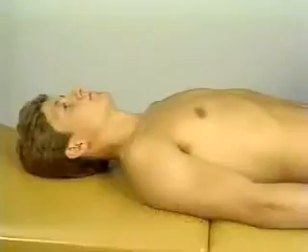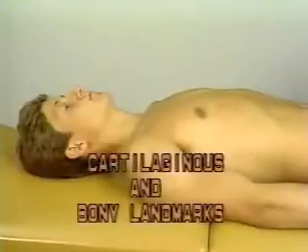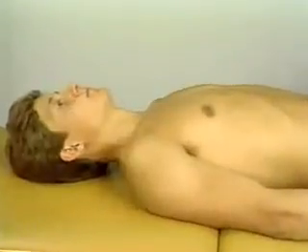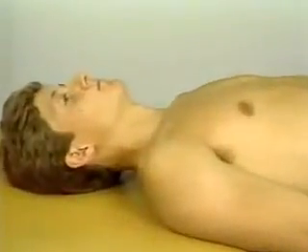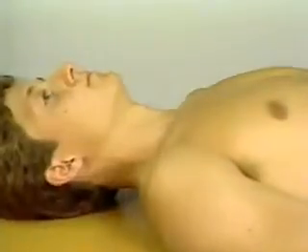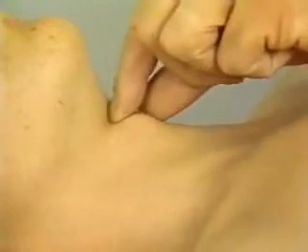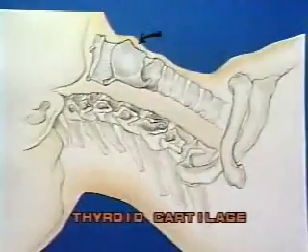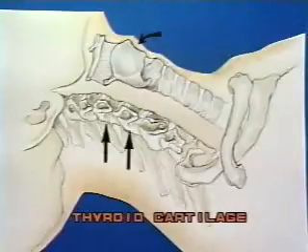Palpation. Cartilaginous and bony landmarks. With the patient lying supine, the neck muscles are relaxed, and the cartilaginous and bony landmarks anteriorly can be more easily identified. Thyroid cartilage. The superior aspect of the thyroid cartilage is usually visible and is commonly referred to as the Adam's apple. The superior margin of the thyroid cartilage lies anterior to C4 and the inferior margin at the level of C5.